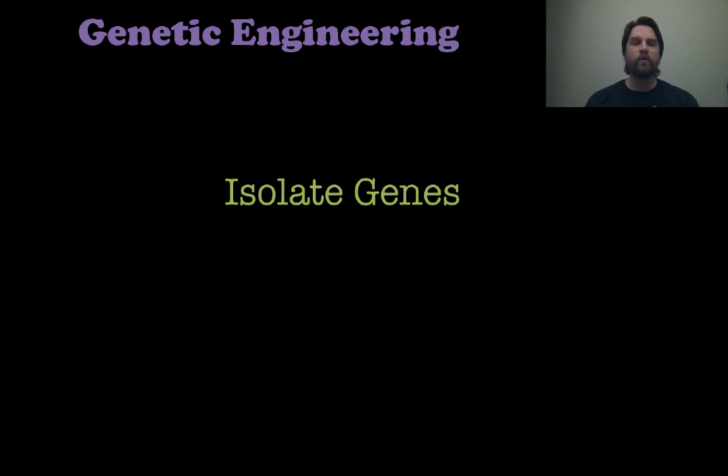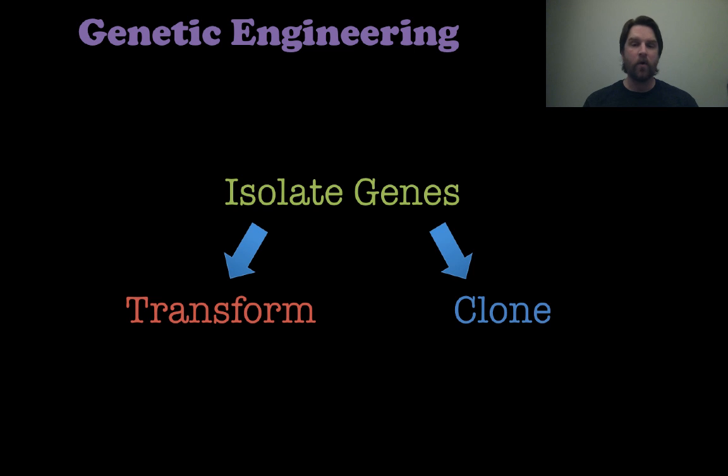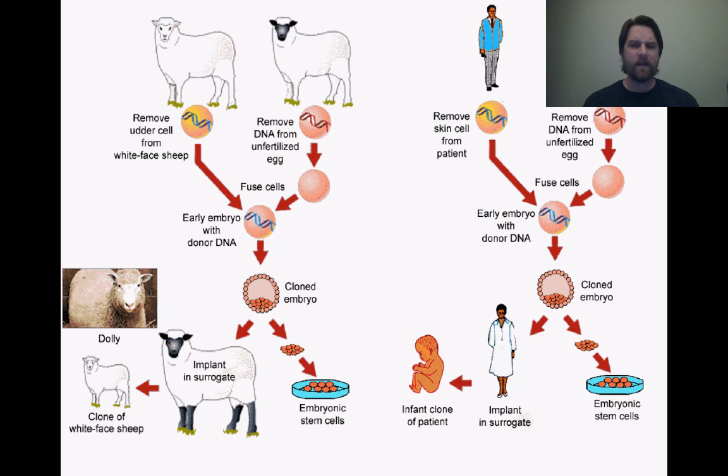If we are able to isolate genes, one thing we can do is we can transform an organism, or we could even clone an organism. So let's look at cloning first. Now, the thing on the left here is the famous experiment with the sheep named Dolly. This is something that we actually have accomplished as humans.